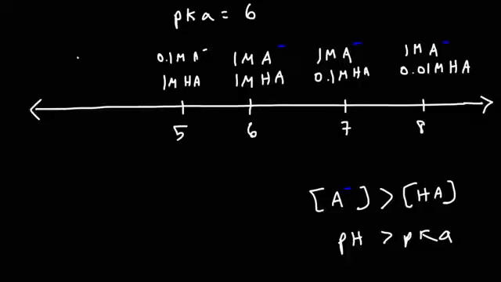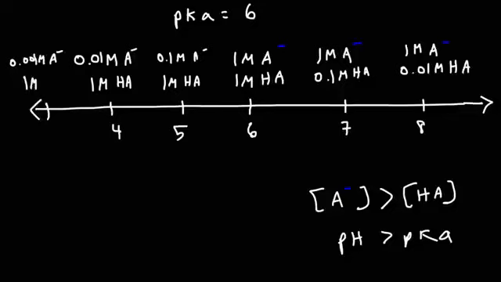Likewise, let's say we have 0.01 M A minus and 1 M HA. The ratio between acid to base, or base to acid, is 1 to 100. So log 100 is 2. We're going to be 2 units away from the pKa. Or let's say we have 0.001 M of the base and a 1 molar solution of the acid. The ratio is 1 to 1,000. 1 divided by 0.001 is 1,000. So we're going to be 3 units away from the pKa.